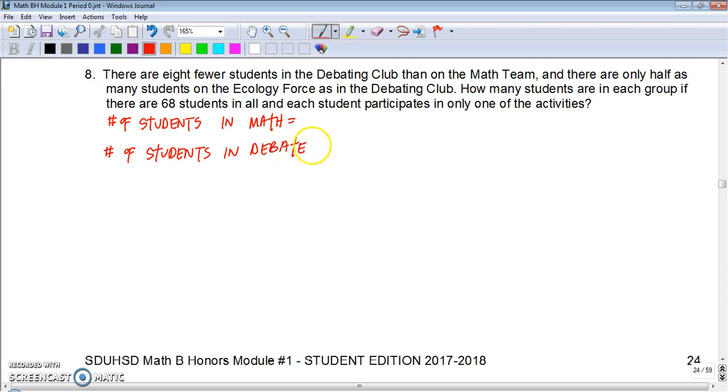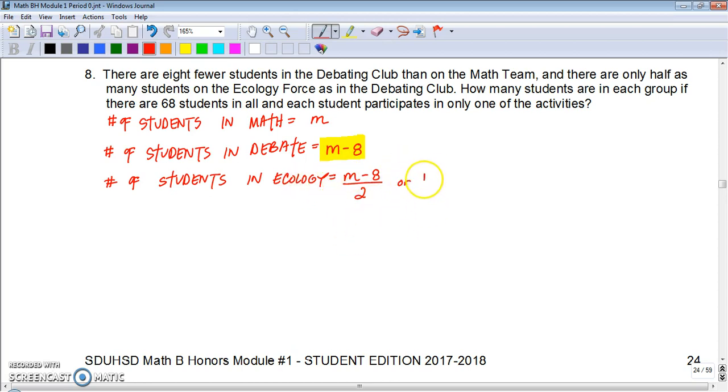Debate. We want to do this with one variable, and the debate is in reference to math, so let's try to have the variable be for math. Debate is 8 fewer, but that is m minus 8, not 8 minus m. It has to be in that order. And then ecology has half as many, so that would be (m minus 8) over 2. So ecology is half as many as in debate.